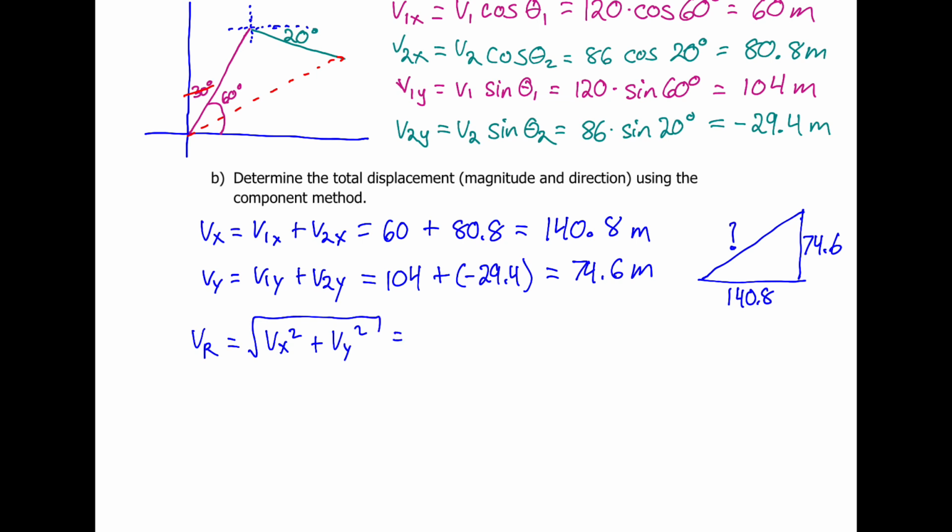So that's going to be x is 140.8 squared plus 74.6 all squared, then all square rooted. That square root looks silly. Let me fix that. Better. And we'll get a number out of that. So at this point in our math, we're not going to do heavy rounding. We're going to keep a bunch of extra significant digits. We only do the significant digits part at the very, very end.